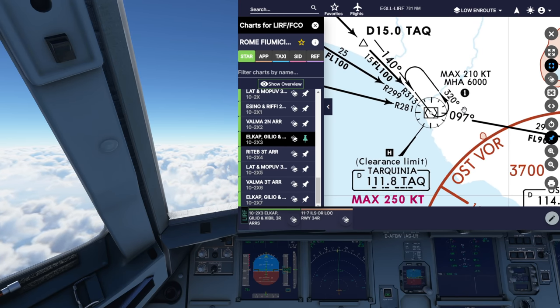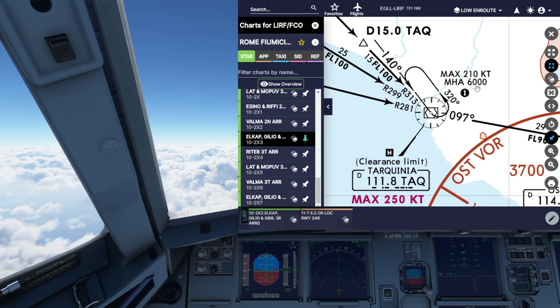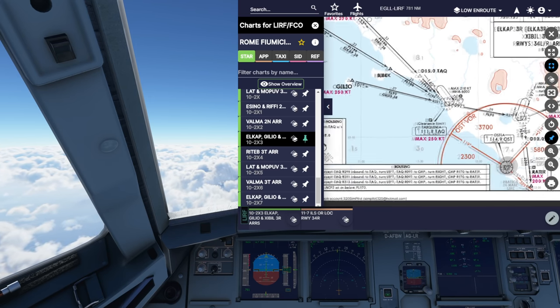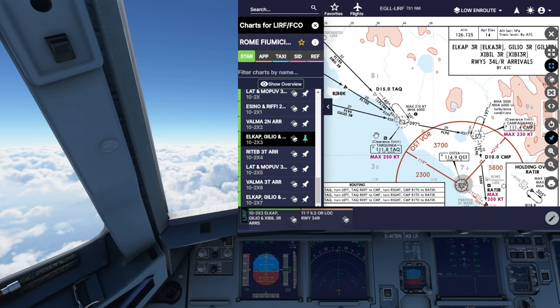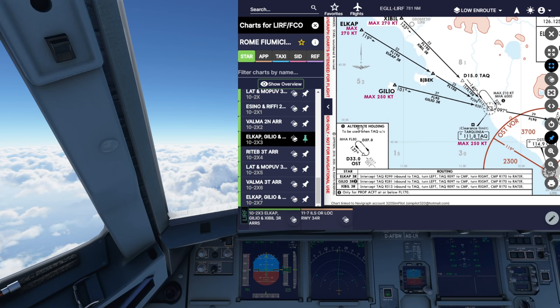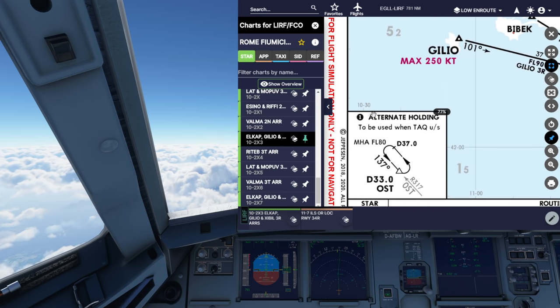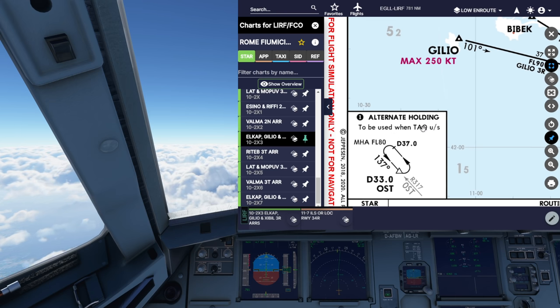I'm going to cover the hold now because we'll see a few more. There's a little number one. If you see that one on Jeppesen charts, this means there's a little box or piece of information somewhere else for you. So I look at that little one, and if I go over here, I can find it again. And this is the alternate holding. So this is the hold to be used if the Tango Alpha Quebec is unserviceable.